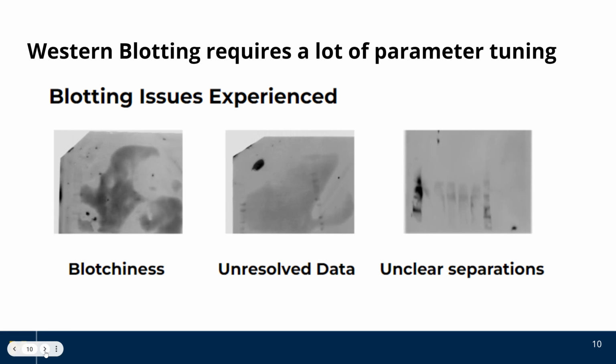And this kind of just requires a lot of work because Western blotting is a little bit of a finicky experimentation method. So it requires a lot of fine tuning in order to show reliable and predictable data. And so these were issues that I ran into when I started my experimentation this semester on the capstone. So I got a lot of blotchiness in the samples, unresolved data, and unclear separations. And so these were all challenges that I had to work through, and I actually spent a better part of the semester fine-tuning parameters in order to get resolved data.